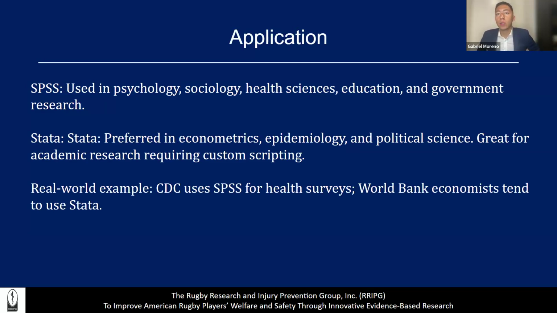Now, application. So what type of fields use these different softwares and interfaces? SPSS is more used in psychology, sociology, health sciences, education, and some government research. Stata, on the other hand, is preferred in economics and econometrics, epidemiology, and political science. If we look at a real-world example, the CDC uses SPSS for health surveys, and the World Bank economists tend to use Stata.